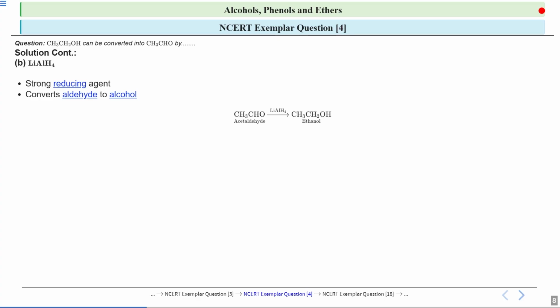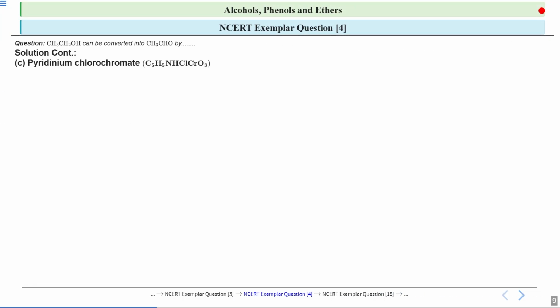If you look over here, this is your aldehyde. When you use a reducing agent, which is lithium aluminium hydride, LiAlH4, you will see that it will reduce it into ethanol. So this also cannot be the right option.